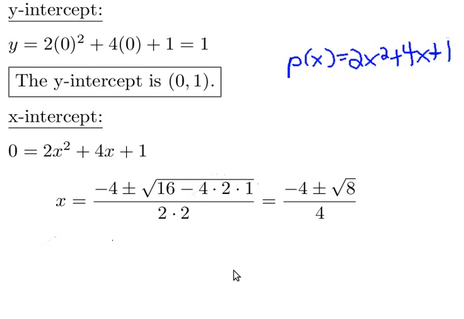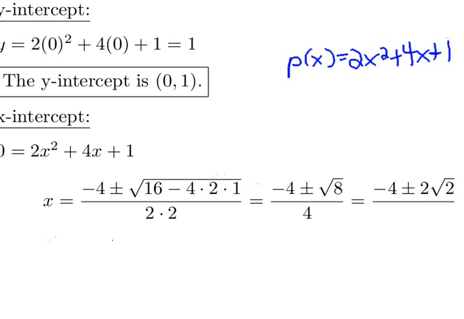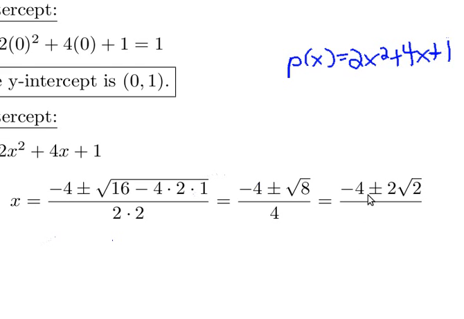So that means that this is going to be equal to -4 plus or minus square root, 2 times the square root of 2. Let's scroll to the right a little bit. -4 plus or minus 2 times the square root of 2 all over 4.